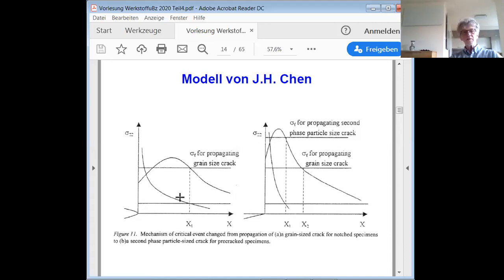Let's assume now that this value denotes the critical plastic strain for the formation of a crack nucleus. Then you see that in the region between the crack tip and that position X1, the formation of a crack nucleus is possible in front of the notch. The same is true here: the region between the crack tip and the position X1 is the region where a crack nucleus can be formed.